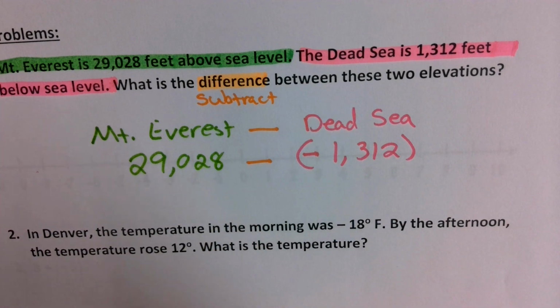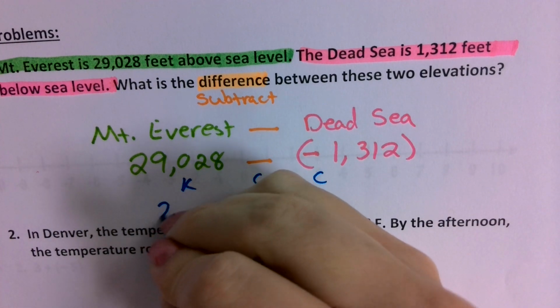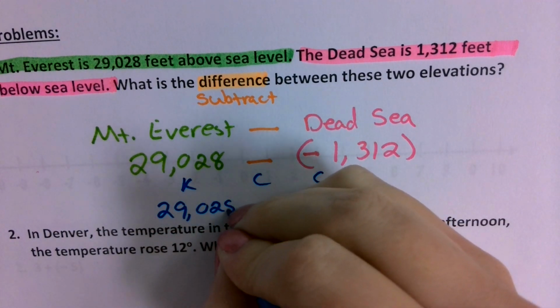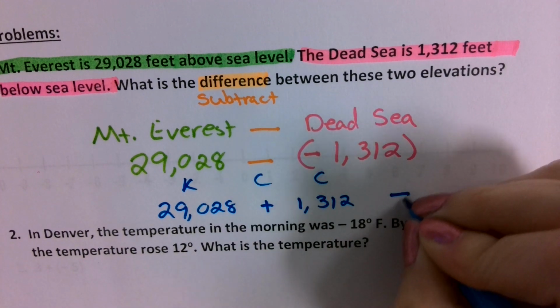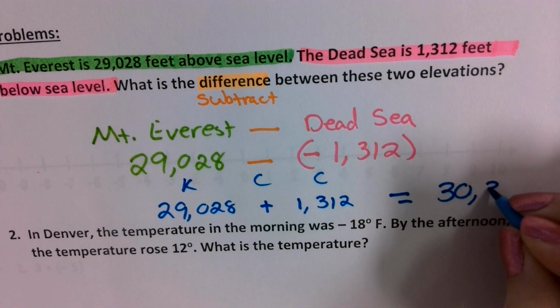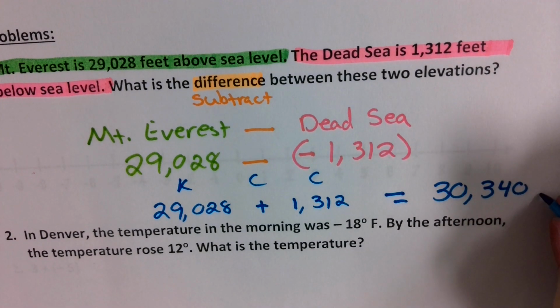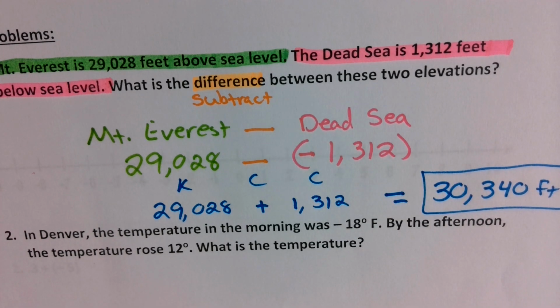When we subtract, don't forget that we actually are going to keep, change, and change. So we're really doing 29,028 plus 1,312. And when we combine that all together, that's going to come out to 30,340 feet. So that's how far apart they are.